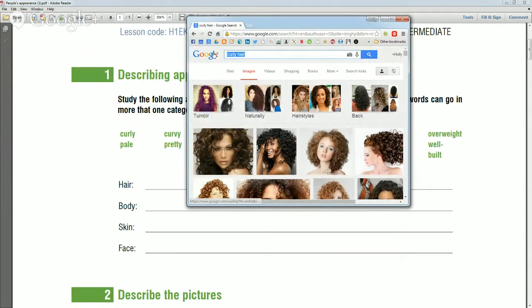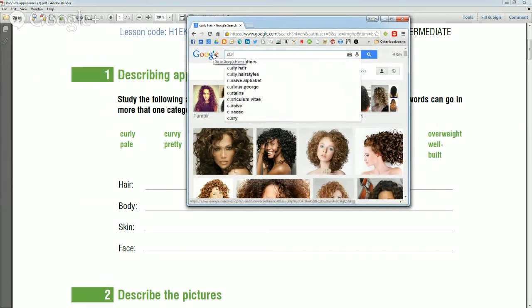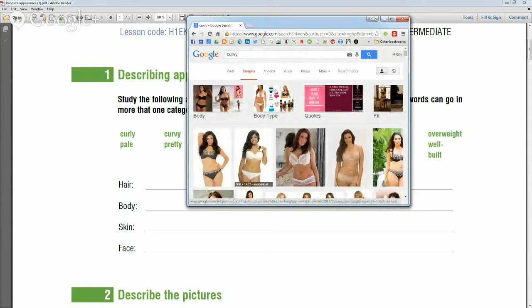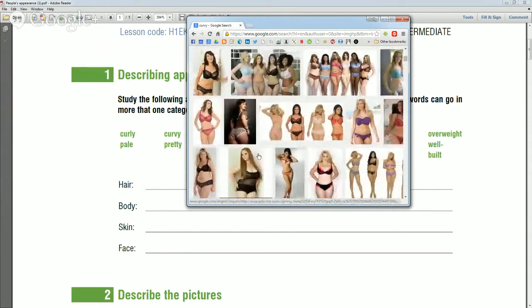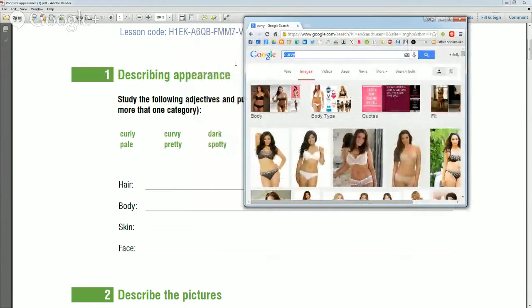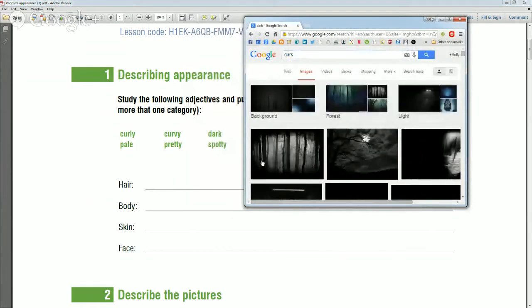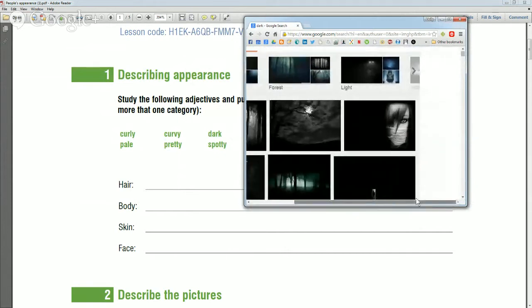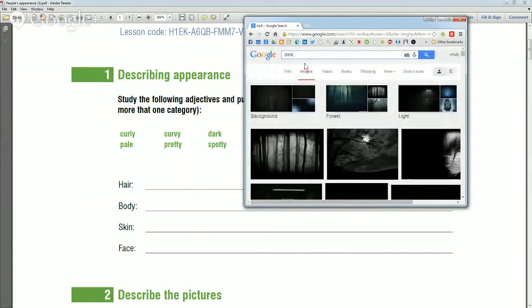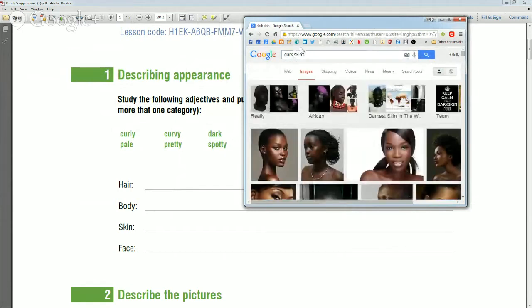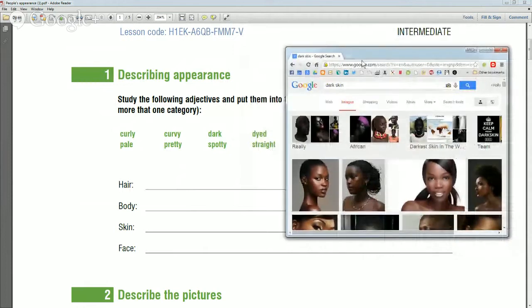Okay, and now let's look at the word curvy. Curvy usually goes with women, with body. Then of course, dark. When we look at dark, we're actually talking about skin. So dark skin.